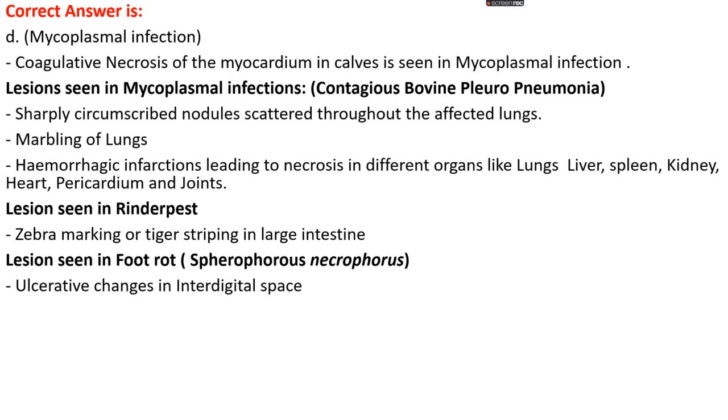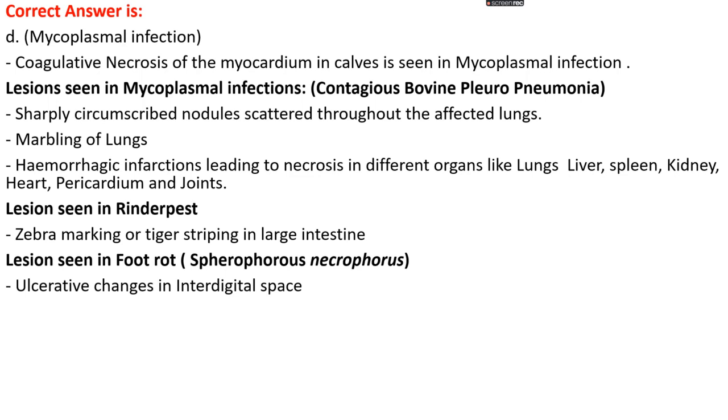Let's see some lesions which are especially seen in mycoplasmal infections. That is sharply circumscribed nodules that are scattered throughout the affected lungs. Similarly, we can see marbling of lungs and hemorrhagic infarctions, which lead to necrosis in different organs like lungs, liver, spleen, kidney, heart, pericardium, and joint.